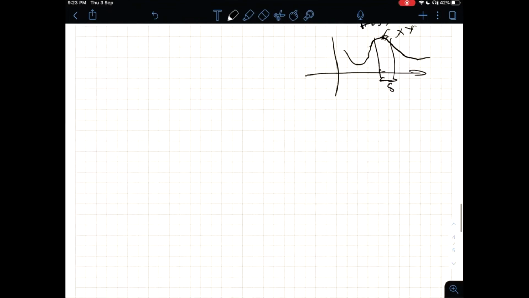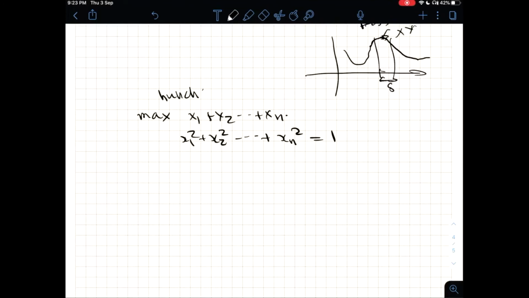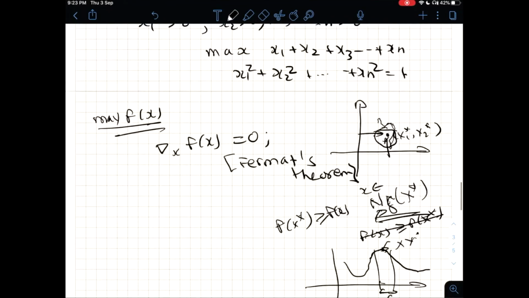Now let me again come back to this problem. So I have my hunch. By hunch, I have now created a problem of maximizing a linear objective function subject to only one equality constraint, which is that x1 square plus x2 square plus up to xn square is equal to n. Now, this Fermat's theorem, which says that the gradient should be zero at a stationary point, be it maxima or minima, has to be a stationary point. This condition is only for an unconstrained problem.